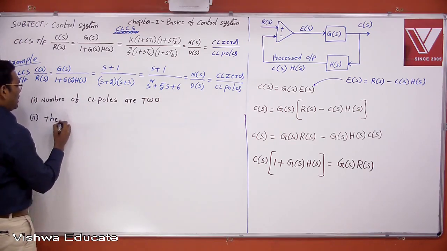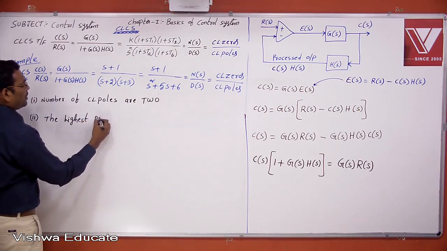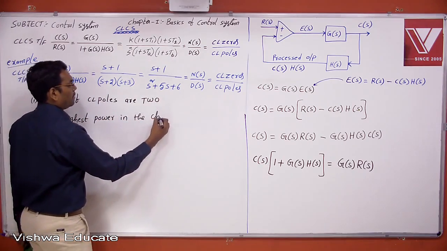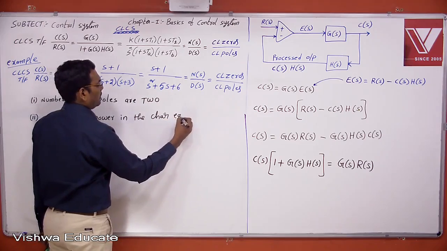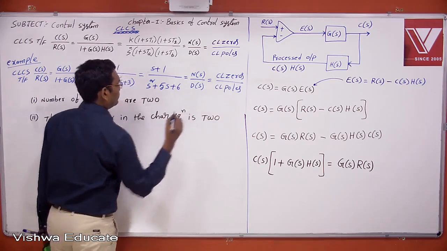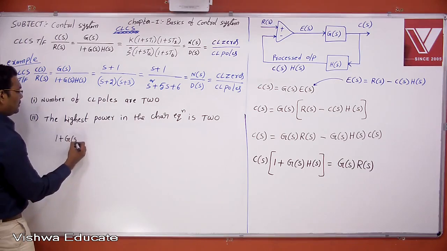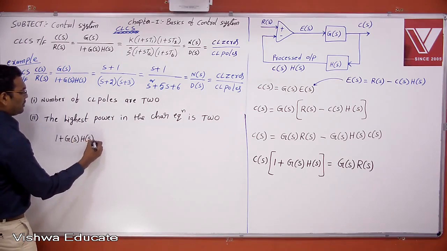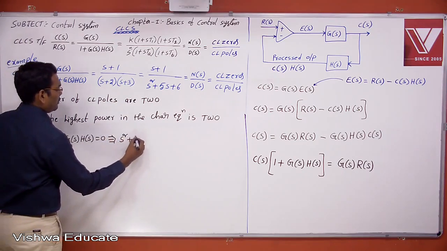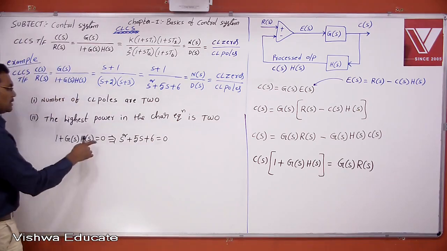The highest power in the characteristic equation is 2. Now, what is the characteristic equation? 1 plus G(s)H(s) equal to 0, which is nothing but s square plus 5s plus 6 equal to 0. Now, this is the characteristic equation.